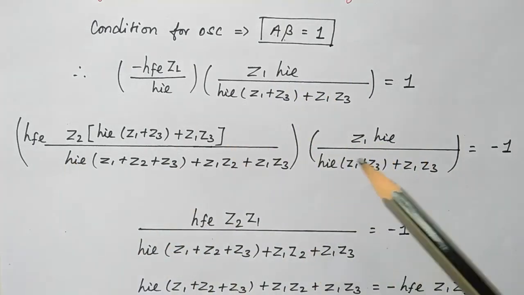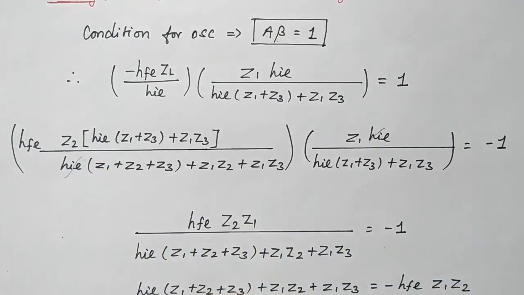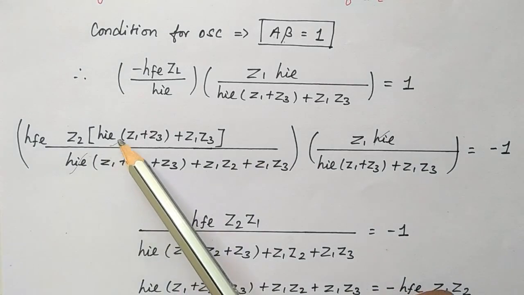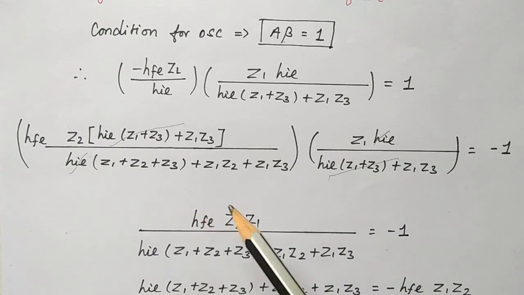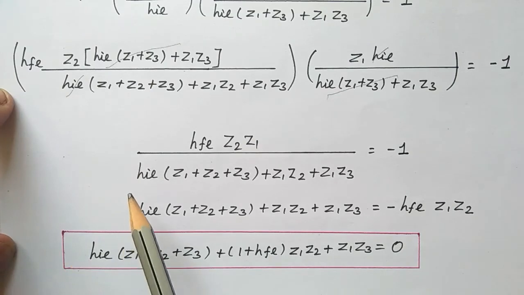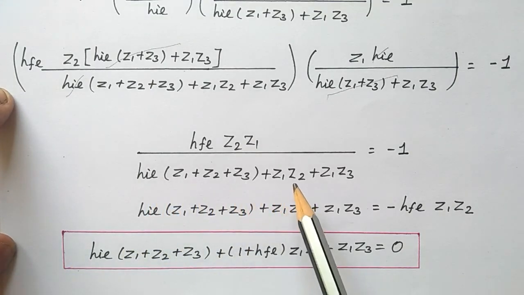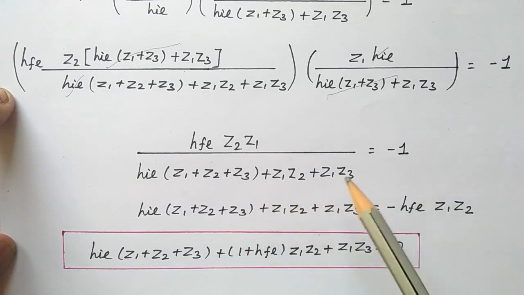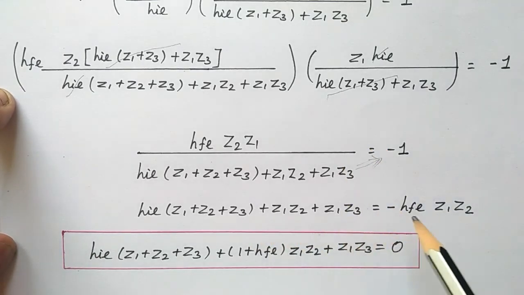HIE and this HIE get cancelled. Then this entire term is cancelled with this term. So the remaining terms are HFE, Z2 and Z1. In the denominator we have HIE into Z1 plus Z2 plus Z3, plus Z1 Z2 plus Z1 Z3, is equal to minus 1. Now we cross multiply these two and form an expression.